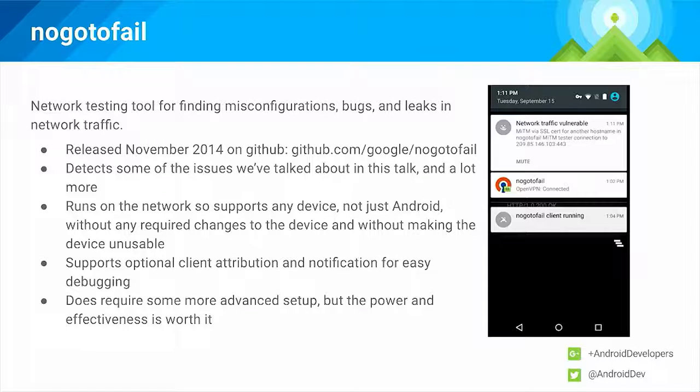So my tablet at home has been on NoGoToFail for well over a year. My personal phone probably spends about half the time on a network running it. And completely usable. I can still read random messages and get cat pictures at 2 in the morning. It all still just works.